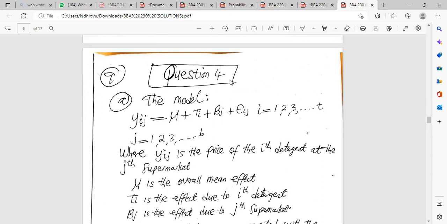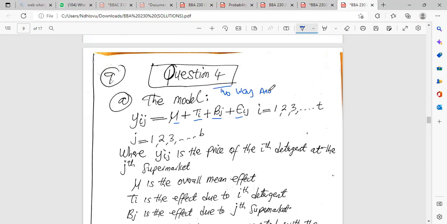All right, so now we are getting down to question 4. The solution here: we are simply saying the model is Y is equal to mu plus treatment plus blocks plus error. So this is what is happening here. This model is testing for the mu like a two-way ANOVA.